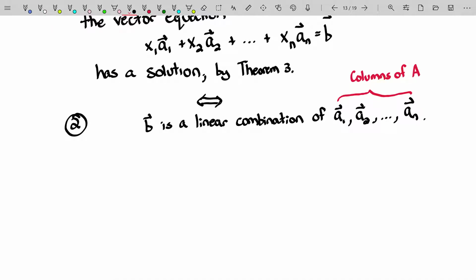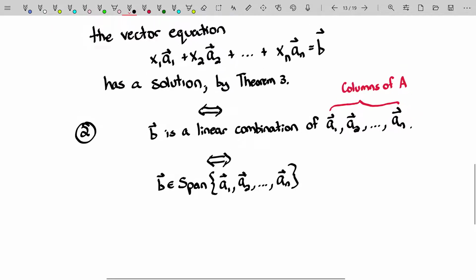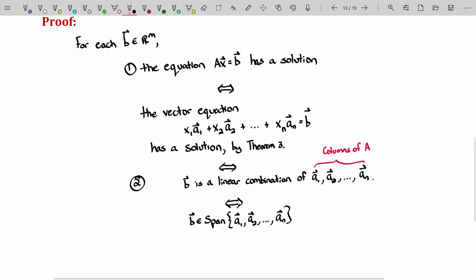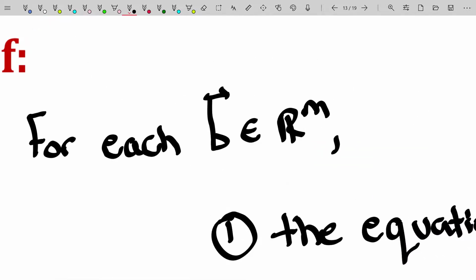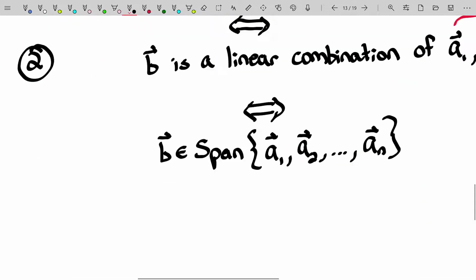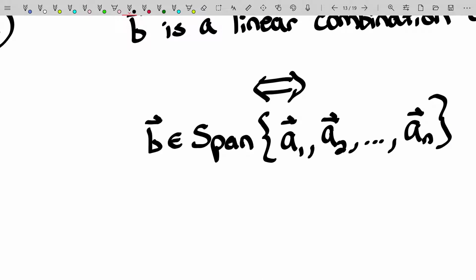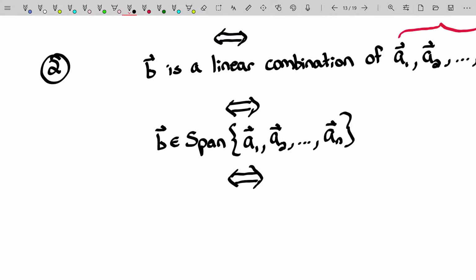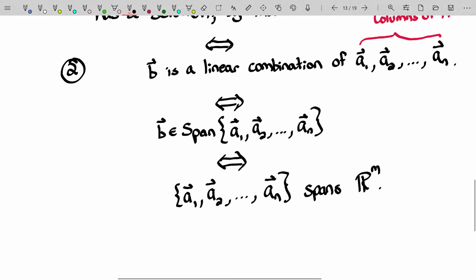But this statement 2 is true if and only if b is in the span of those vectors. And since we've made this statement for any b in R^m, that means that the span of those vectors has to at least be R^m. And that's at the very least. By the way, I'm not saying that the span of those column vectors is R^m. I'm saying it's at least R^m. There is a subtle difference there.